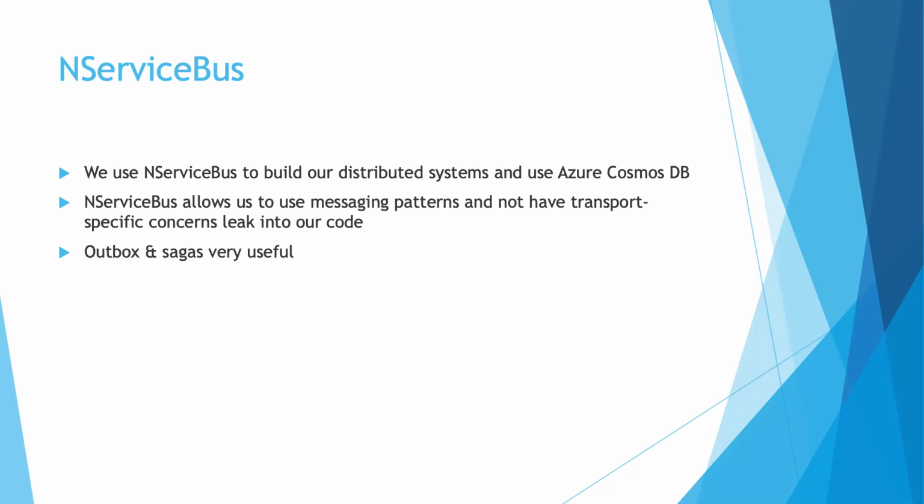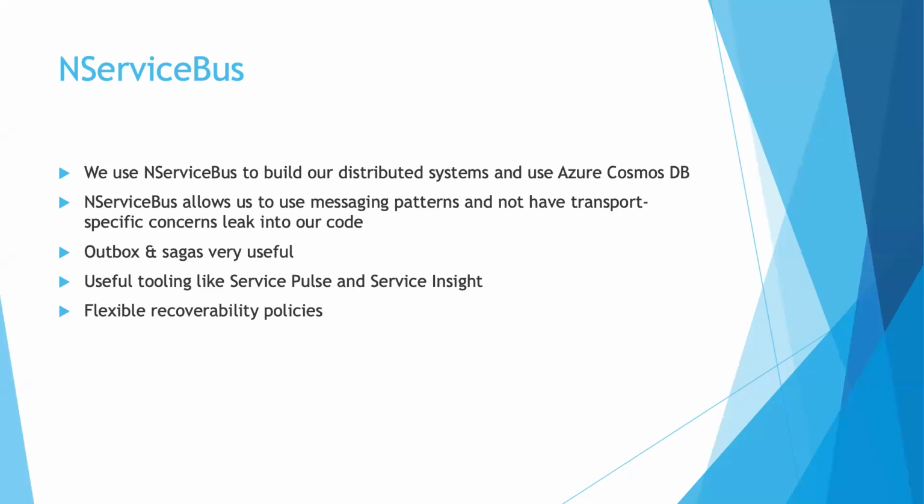Sagas are also quite useful to model long-running processes or long-running workflows that are stateful. There's also a nice ecosystem around NServiceBus from Particular, where we use products such as ServicePulse and ServiceInsight, where we can monitor our queues and throughput and retry failed messages, and so on. So some nice tooling there. And out of the box, there are some default recoverability policies, and then we can customize them to our heart's content.